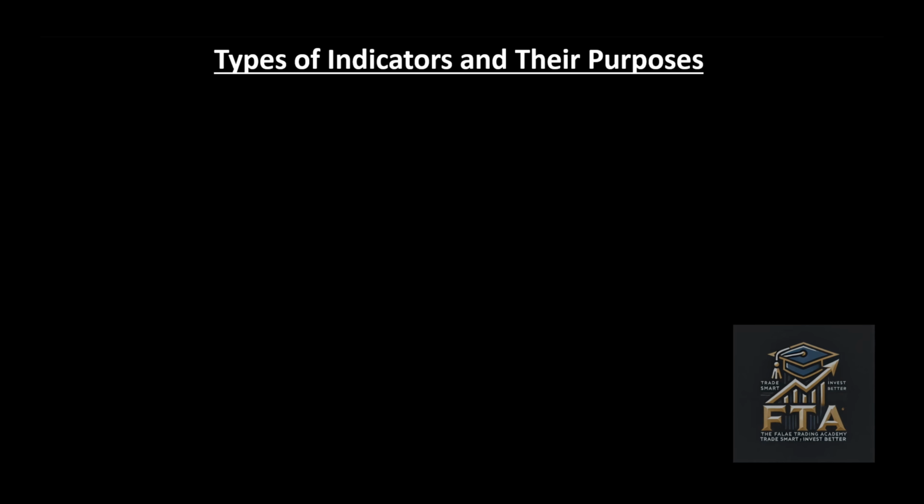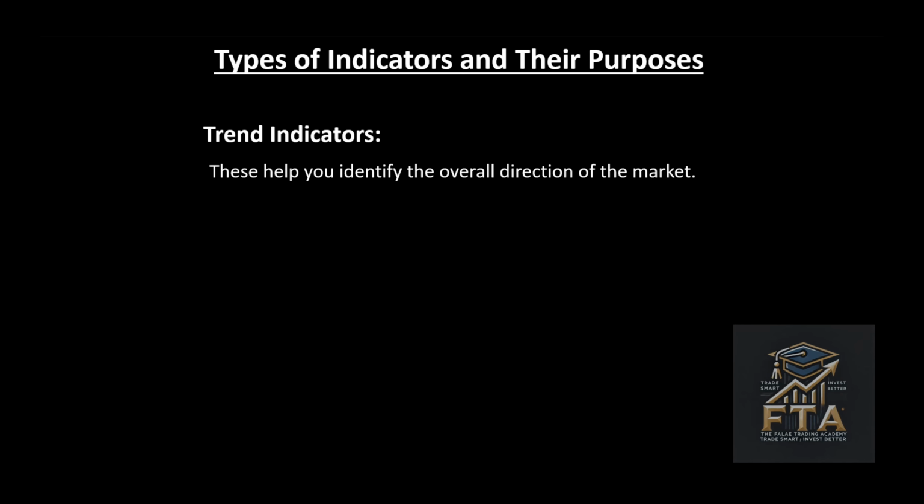Types of indicators and their purpose. We have trend indicators, and these help you identify the overall direction of the market. So the market is either bullish, which means price is rising, bearish, which means price is dropping, or ranging, which means price is trapped between two points, a higher price and a lower price, and you find price or candlesticks being produced within that range. An example of a trend indicator would be the moving average, which is one of the tools I use to trade the various charts.